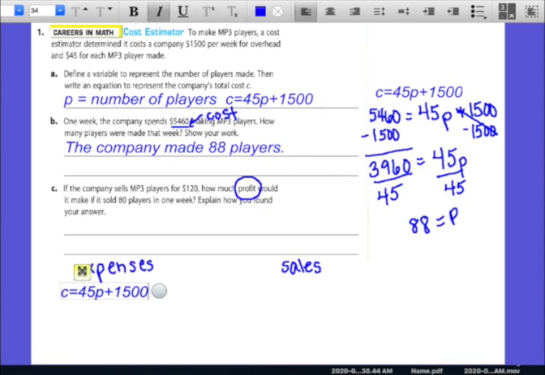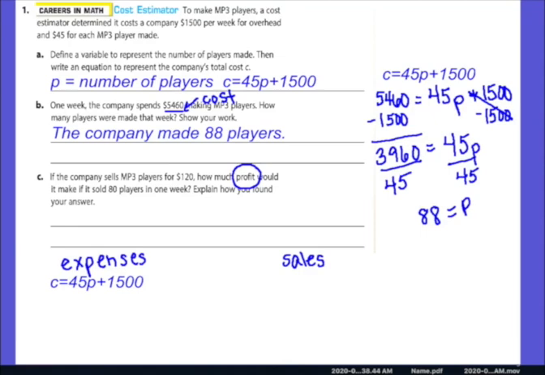So I'm going to go back and use my equation again, except that this time I don't know the cost. I know the number of players. So I'm going to write in my equation 80 players, so 45 times 80 plus $1,500. And that's going to give me my total cost or my expenses.